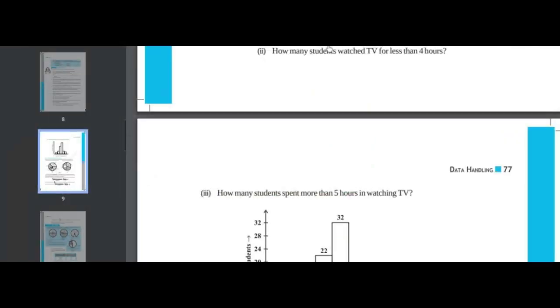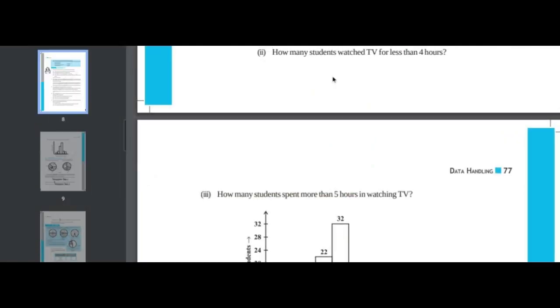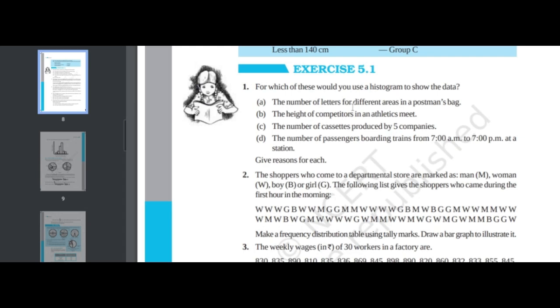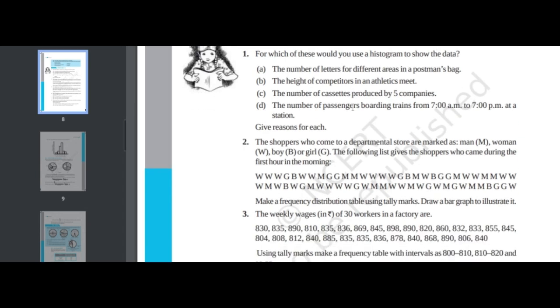Exercise 5.1, question number 1. Now we have to start question number 2. In question number 2, the shoppers who came to the department store are marked as man, woman, boy and girl. The following gives the shoppers who came during the day.